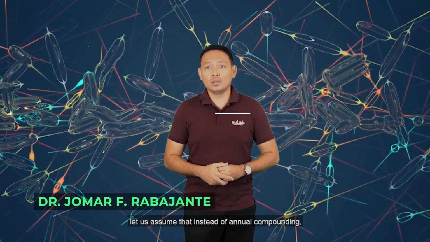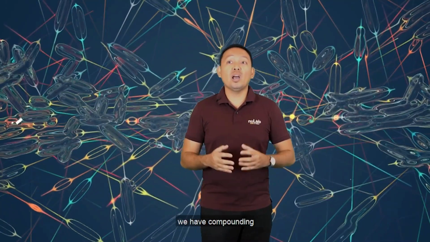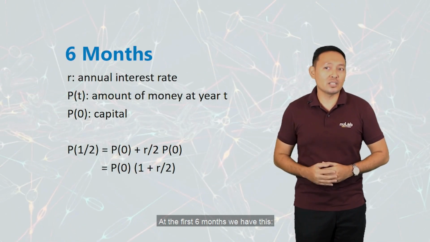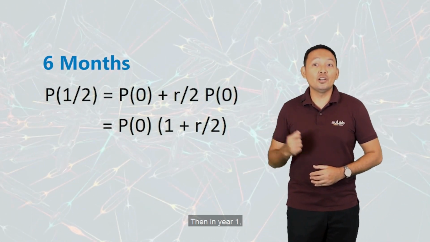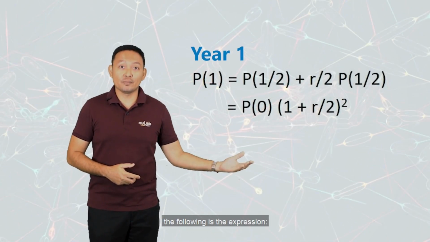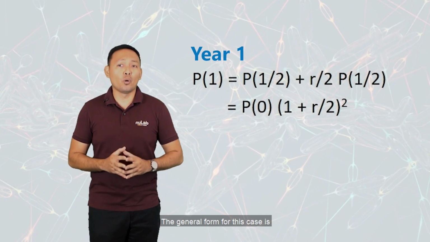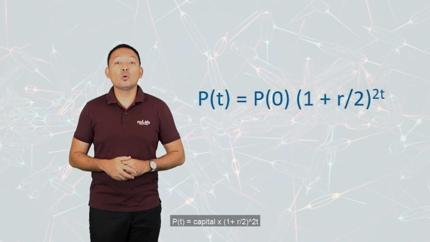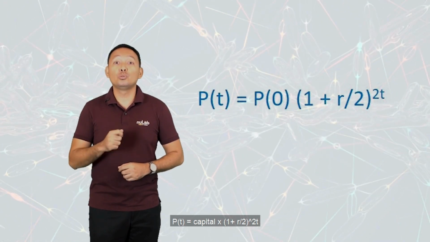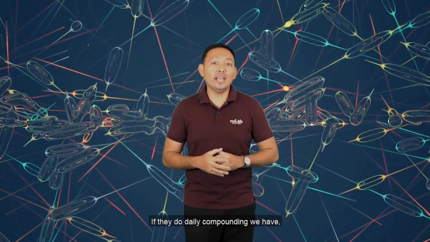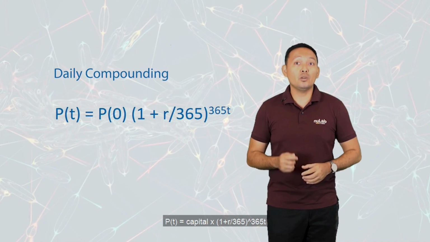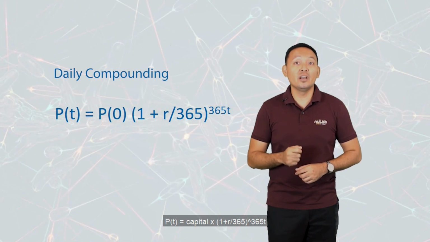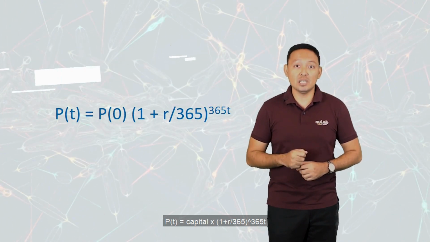Now, let us assume that instead of annual compounding, we have compounding every 6 months or half a year. At the first 6 months, we have this. Then in year 1, the following is the expression. The general form for this case is P of t equals the capital times 1 plus r over 2, raised to 2t. If we do daily compounding, we have P of t equals capital times 1 plus r over 365, raised to 365 times t.